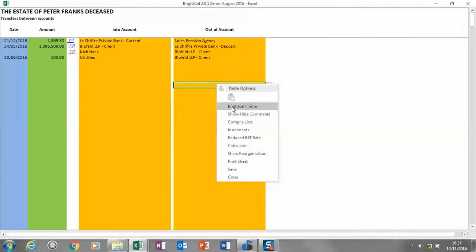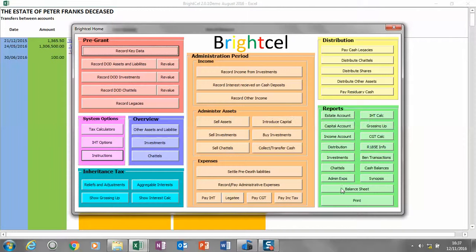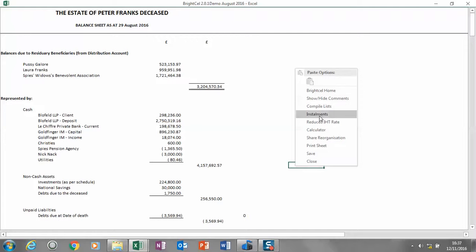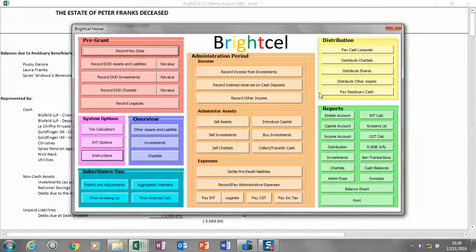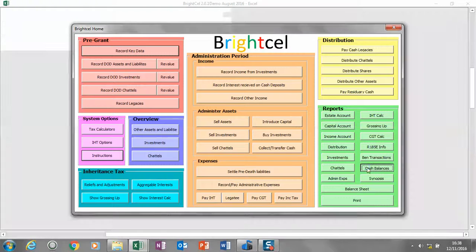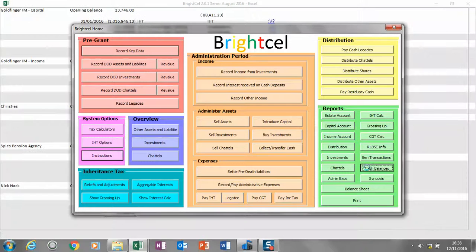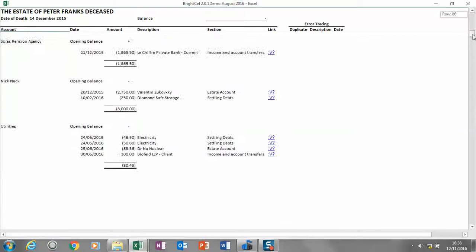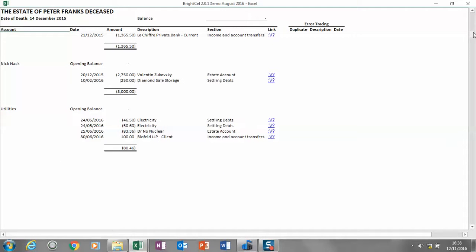Now, if we go back to the balance sheet, we see that our utilities has reduced from minus 180 to minus 80, and we can see what that looks like on the cash balances. Scroll down to the bottom to find this one. There it is again, and you can see that that £100 has been credited. Now, of course, I've done that.